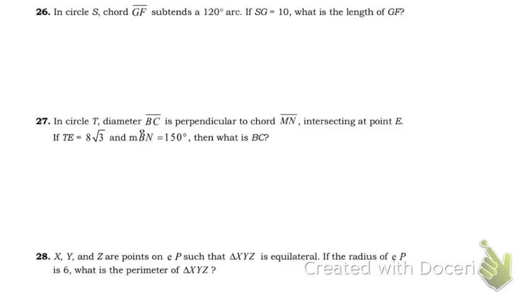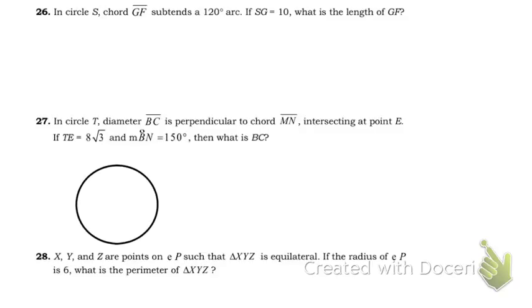So 27 says, in circle T, diameter BC is perpendicular to chord MN, intersecting at point E. If TE equals 8 square root of 3 and the measure of the arc BN equals 150, then what is BC? So let's go ahead and draw what's going on here.